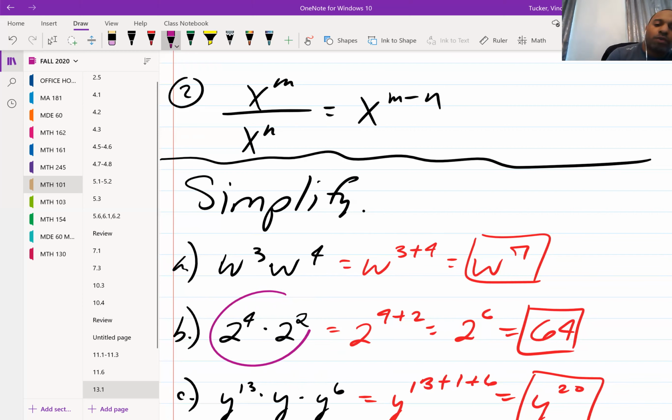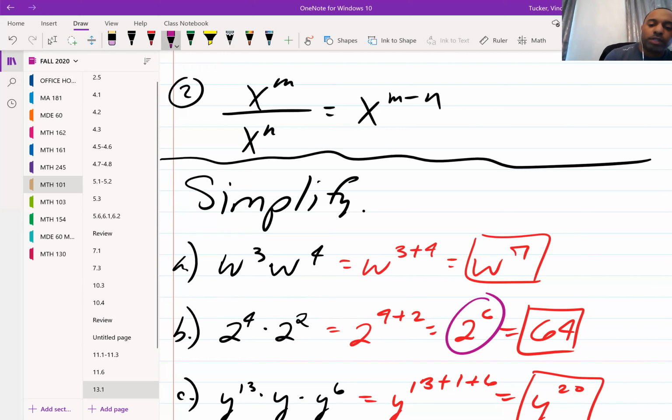Next one, 2 to the 4th times 2 to the 2nd. Once again, we have like bases, so you add your exponents. 4 plus 2 is 6, so that's 2 to the 6th. And 2 to the 6th, you can go ahead and expand that out to give you 64. That's a small enough number to do so. Now, if you had like 7 to the 6th, they may not ask you to do it. But small numbers like 2, they would expect you to do so.